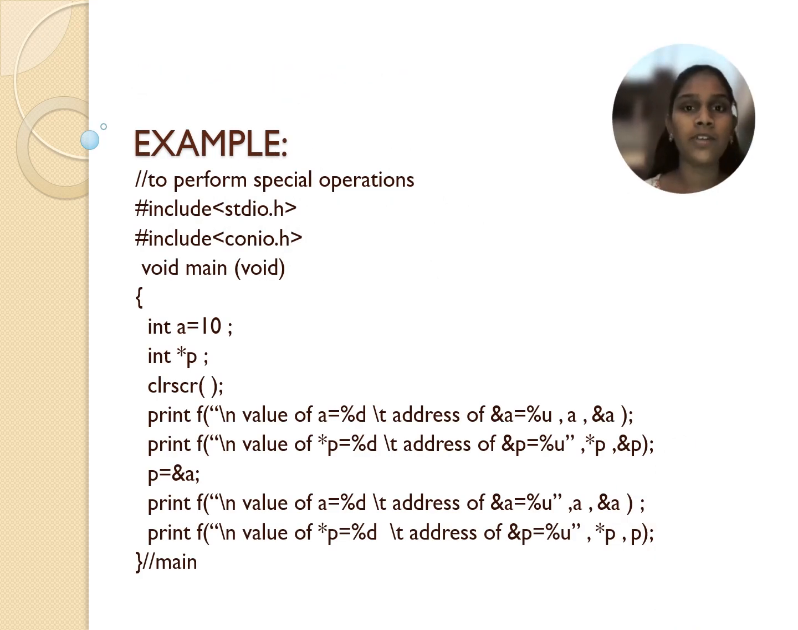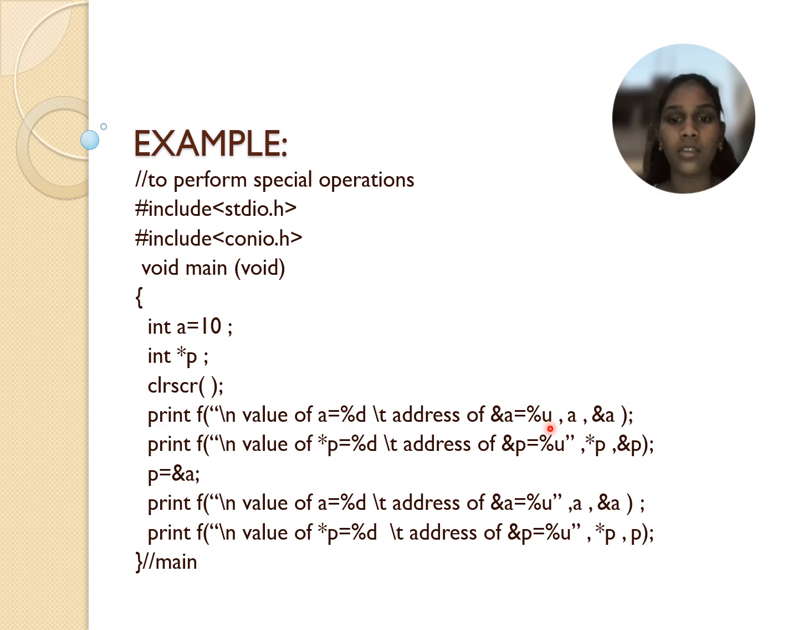The example program for special operators will be: documentation section, to perform special operations. And the preprocessor will be #include stdio.h, #include conio.h. And the main section starts here. Here, first we should initialize two variables, a = 10 and *p, where *p is a pointer. Printf, value of a is equal to %d and address of a is equal to %u.